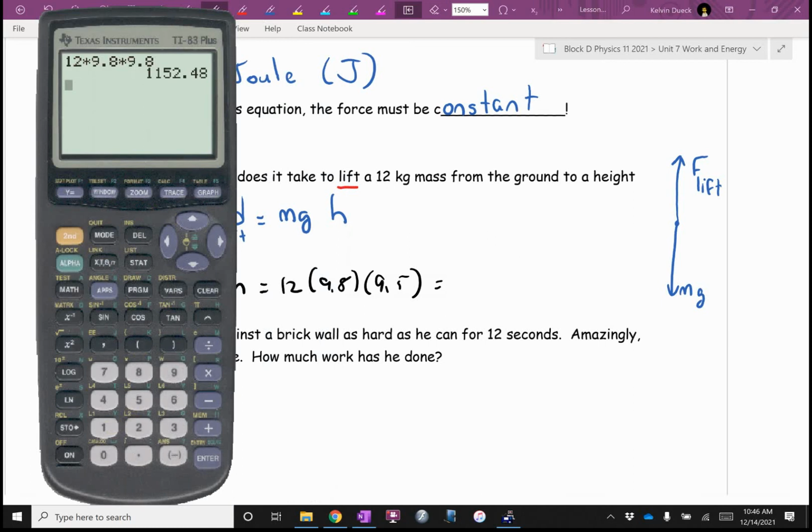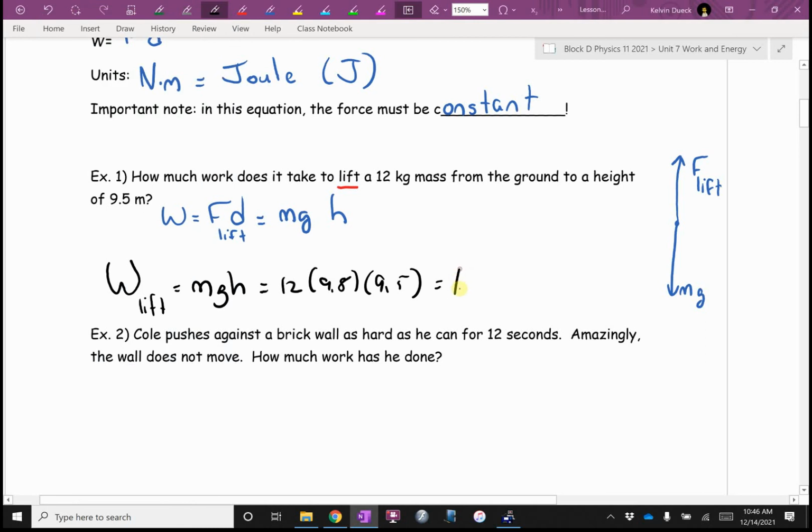I get 1,152.4. I'm going to call it 1,150. Units? Joules. Direction, none. Not like momentum. Work is a scalar.